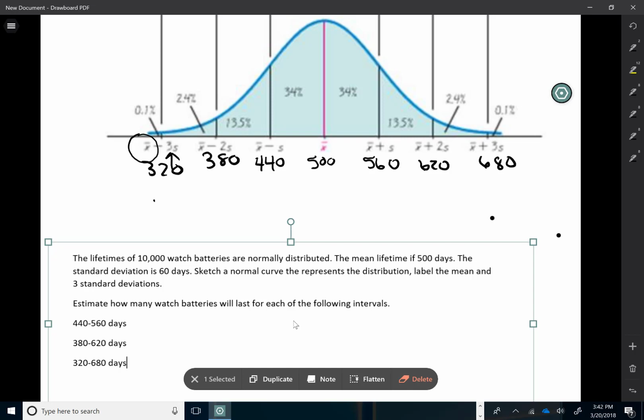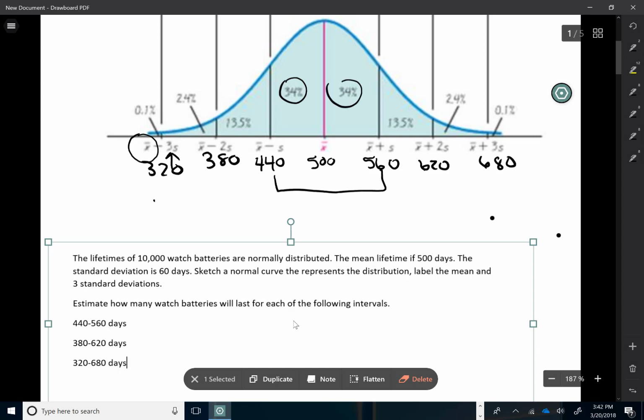It says estimate how many watch batteries will last for each of the following intervals, 440 to 560 days. Now, this is where these percentages are important. So 440 to 560 is here, and the percentage in my graphic for this would be 34 plus 34, which is 68. So 68% of all of my batteries will last that number of days. I would take 0.68, which is 68%, and multiply it by my 10,000 batteries, and I would get 6,800. So that first one would be 6,800.